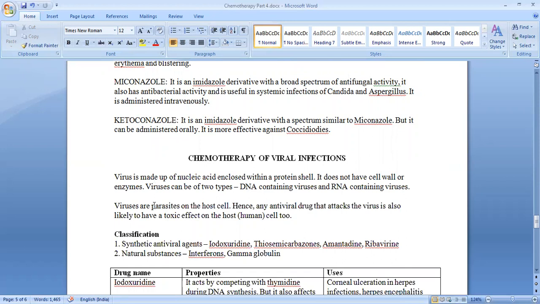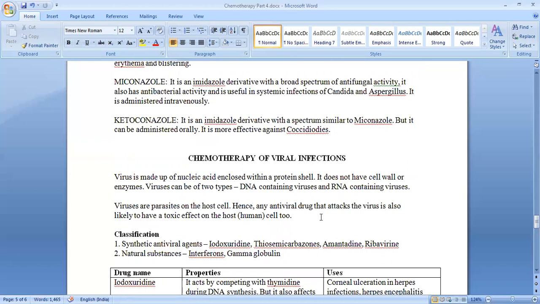So you must be aware that virus is a special kind of organism. It is different from fungi and bacteria. Viruses contain just nucleic acid, either DNA or RNA, and that nucleic acid is enclosed within a shell which is made up of protein. There is no cell wall, there are no enzymes, and the virus cannot survive on its own. You know that viruses are all parasites on the host cell. So they have to find a host cell, and there only they will survive and they can multiply and grow.